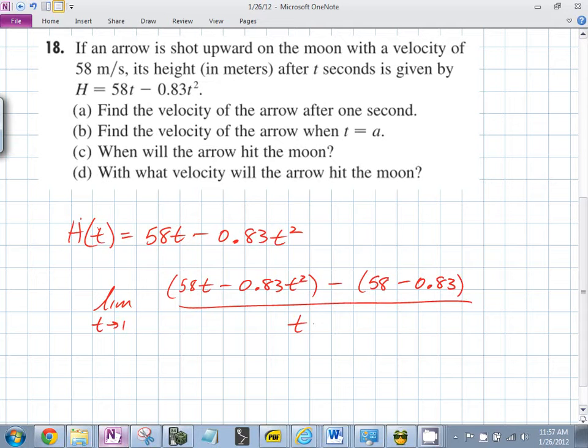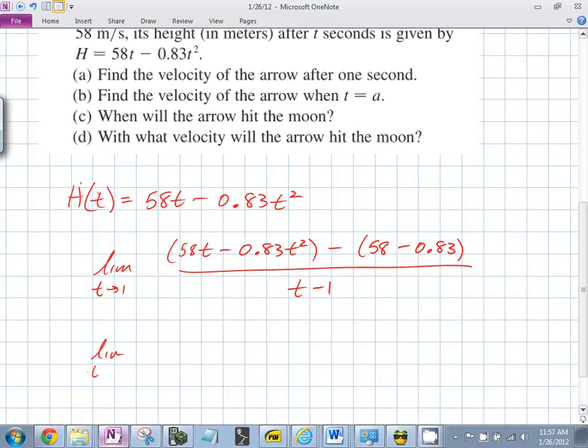Can you clean this up a little bit? Yeah, that's going to be the limit as t goes to 1 of, let's put this in order here, negative 0.83t squared plus 58t minus 57.17, all over t minus 1. Okay, let's just look at this for one second. What is your immediate reaction when you see that limit?